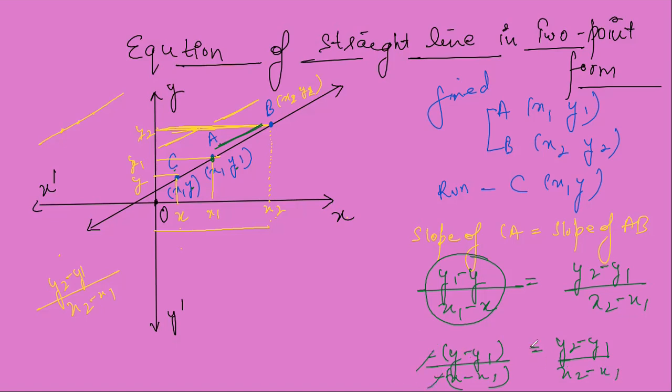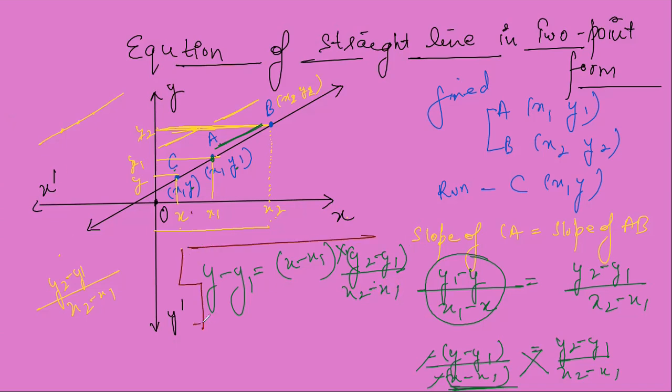Now we just have to cross multiply. Just take the denominator to the right-hand side. The equation becomes y minus y1 is equal to x minus x1 times y2 minus y1 over x2 minus x1, because the denominator changes sides to the right-hand side. So this is the complete form, the final equation.